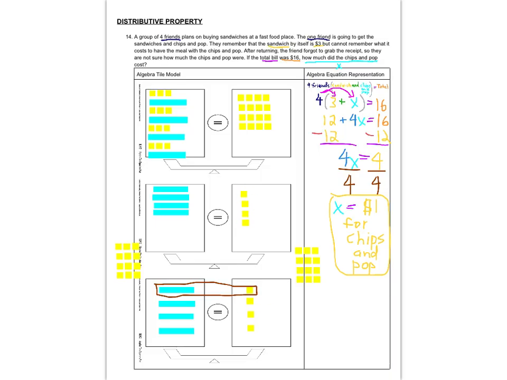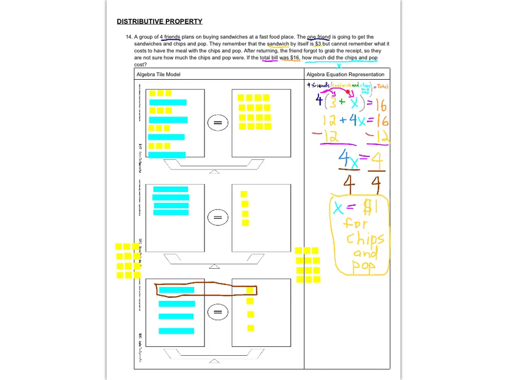We then divided them into equal groups, right? There are 4 x's, so divided into 4 groups. That means that one group of x's is 1. So the chips and pop together is $1. Which makes sense. 3 plus 1 would be 4. 4 times 4 is indeed 16, so we know we're correct. This is the idea of distributing.